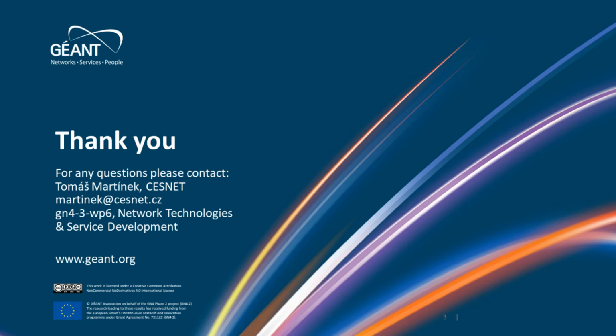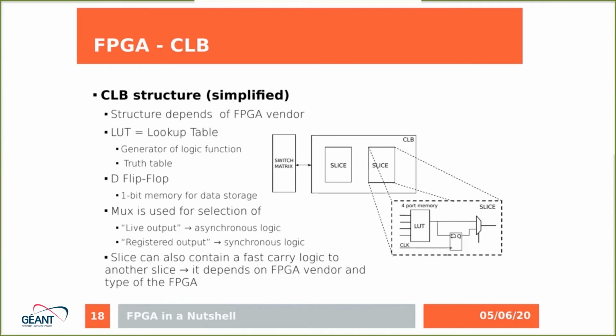But this is a very simplified structure of the slice. If you are interested, I can open the documentation for one FPGA, and you can see the whole implementation of the slice. But I think that you don't need to see it. The slice architecture also contains some special connections to other slices to implement fast carry logic for the fast data transfer to the next slice and so on.